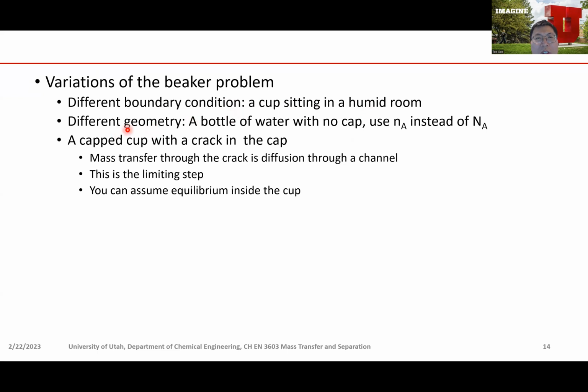We could have a different geometry, right? Let's see, you have a bottle of water with no cap, instead of a cup of water. Then the cross-sectional area of the bottle will depend on the height, on the location. And in this case, instead of the flux, you should use the flux multiplied by the cross-sectional area. That gives you the total flux, just NA multiplied by the area. Okay.